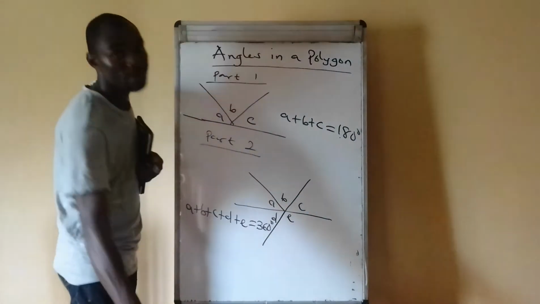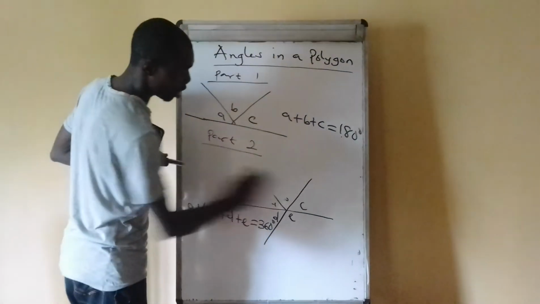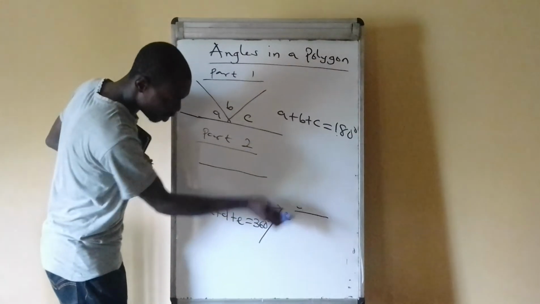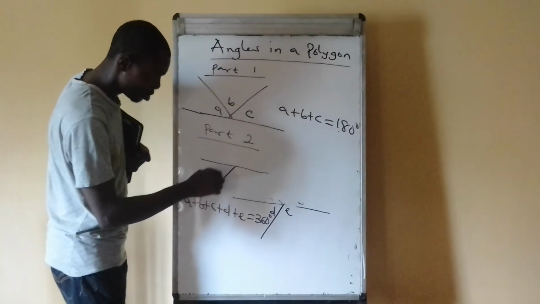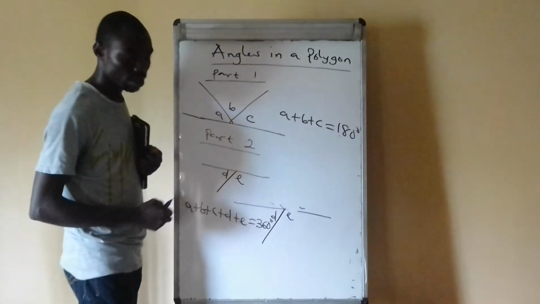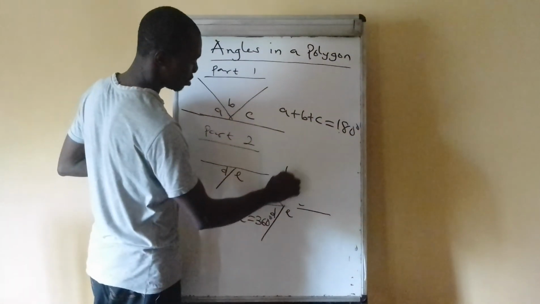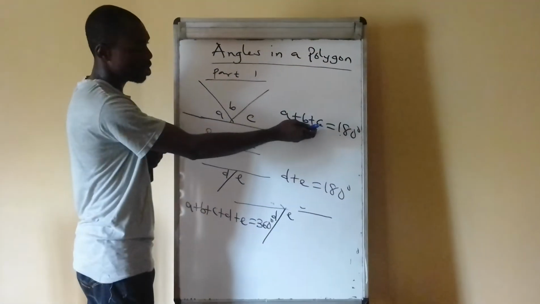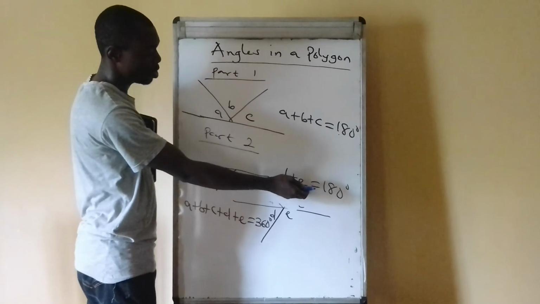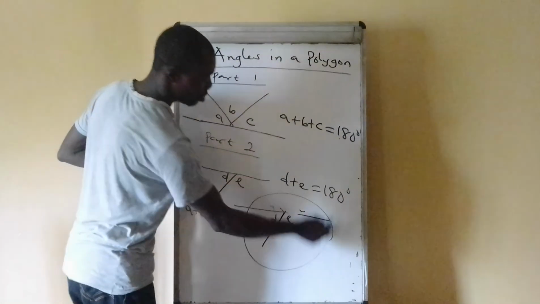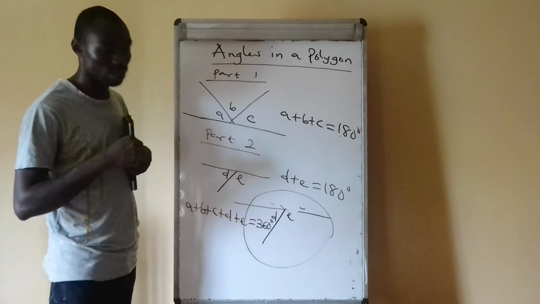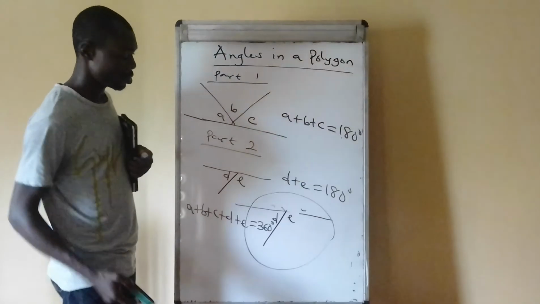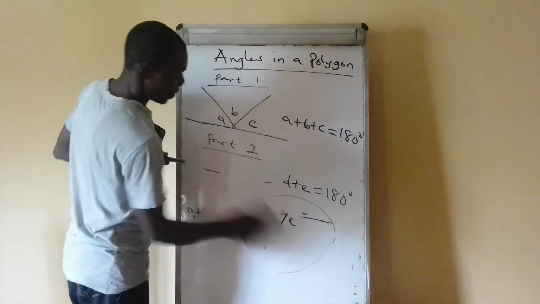Please, you have to listen attentively so that you get it. Now you can see this other part, the down part. That is D, E. So D plus E equals 180 degrees. Whatever you get here, you add it to what you get here. You would have been able to resolve this geometry. And that's what we call angle at a point.